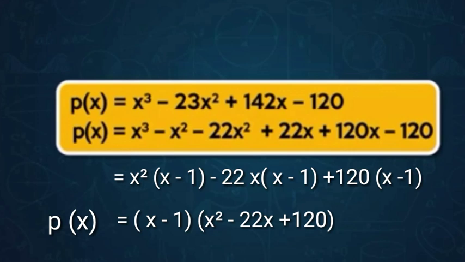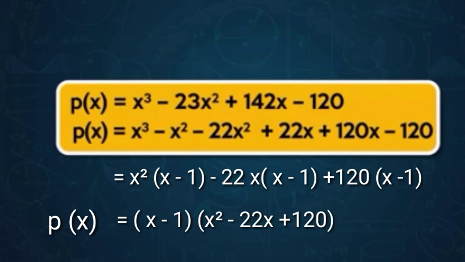In first two terms, take x square common. Then x square into x minus 1. Then third and fourth term take minus 22x common. So, minus 22x into x minus 1. In the last two terms take 120 common. So, 120 into x minus 1.